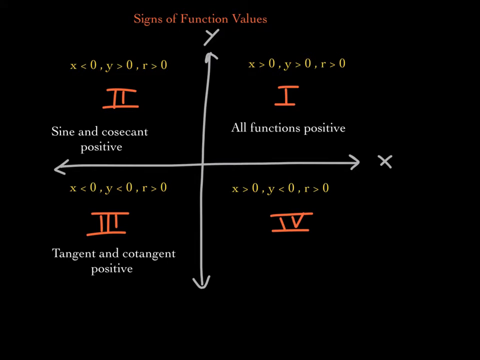Now finally, quadrant 4. Notice that cosine will be positive. Cosine is x over r, positive over positive. If cosine's positive, its reciprocal is also positive. Secant is also positive. All the other 4 will be negative.